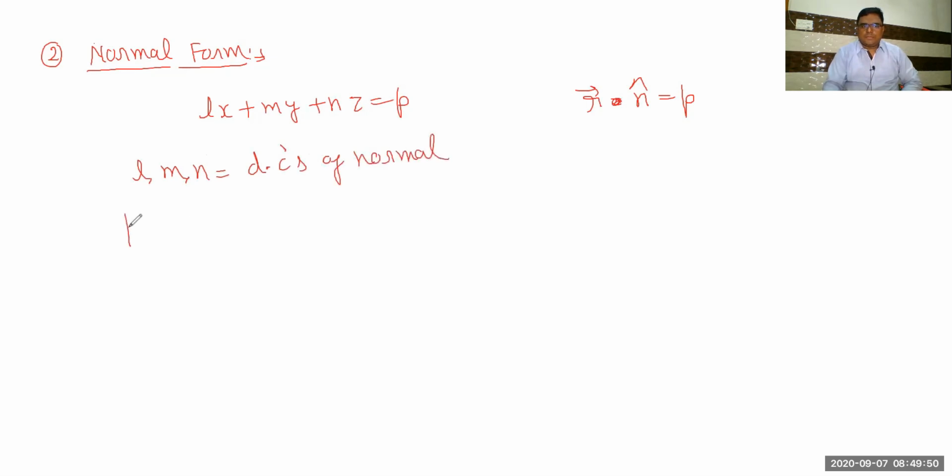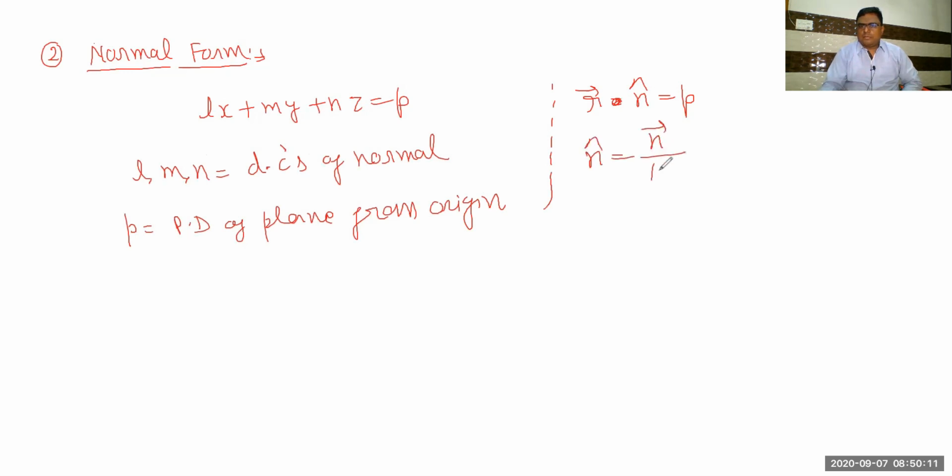And what is p here? p is equal to perpendicular distance of plane from origin. And in this formula, r vector is general point on the plane. n cap means n vector divided by magnitude of n vector. It means n cap is unit vector along the normal vector, and small p is same as I am telling you here. So this formula is vector type, and this formula is Cartesian type.